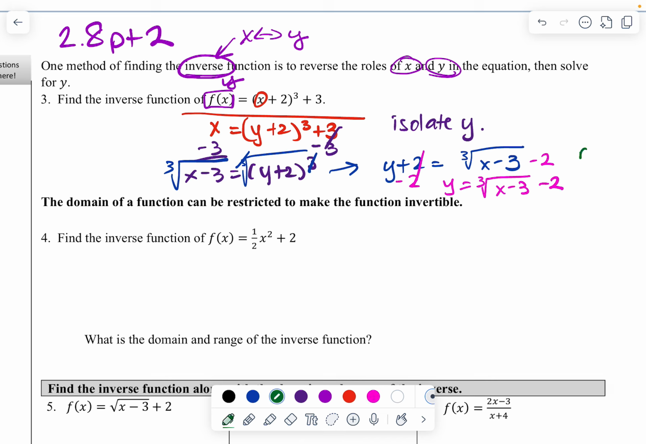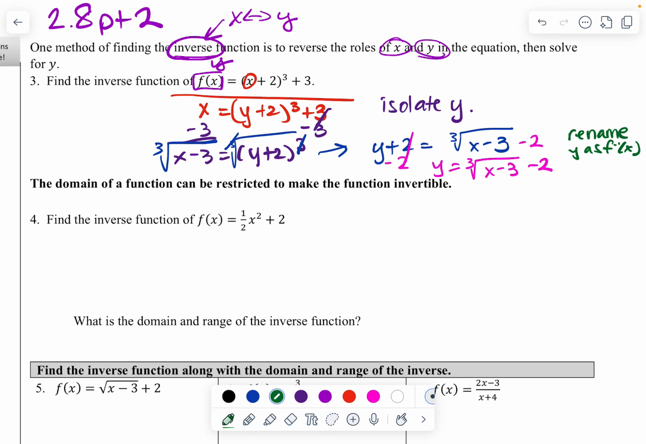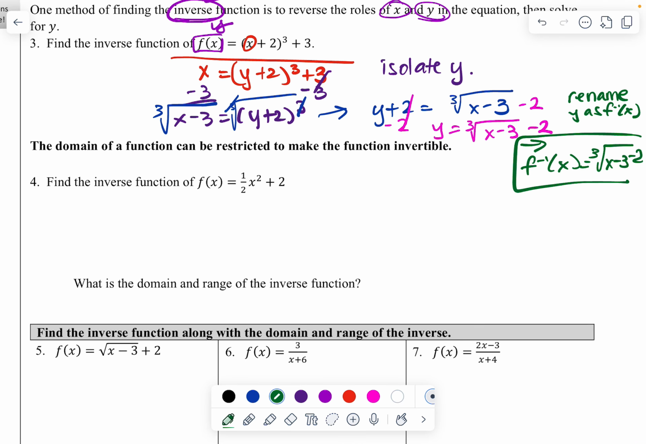Last thing you're going to do is you're going to rename your y as the inverse of f of x. So we say, hey, inverse of f of x equals the third root of x minus 3, all minus 2. Okay, you can also, the domain of the function can be restricted to make the function invertible.